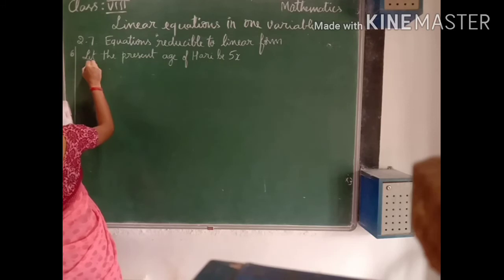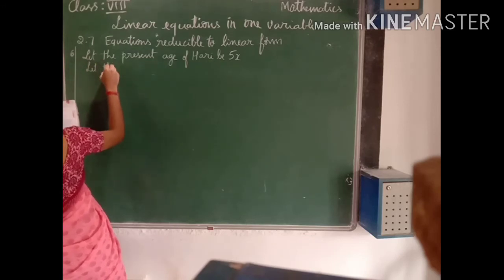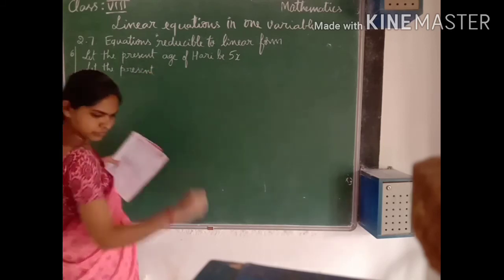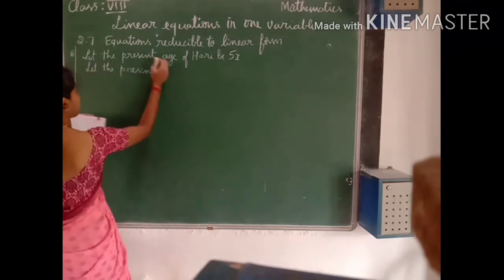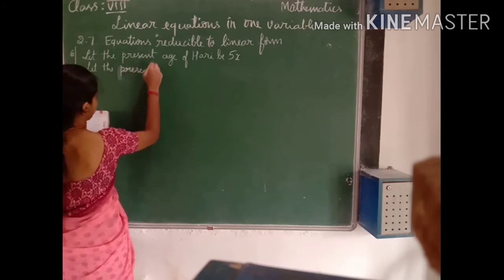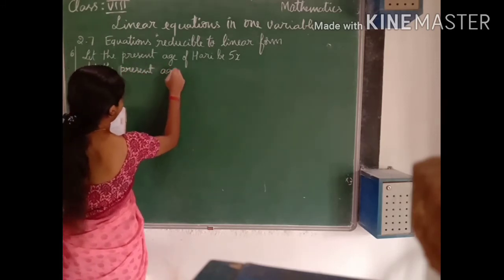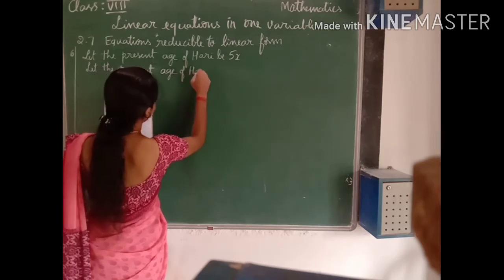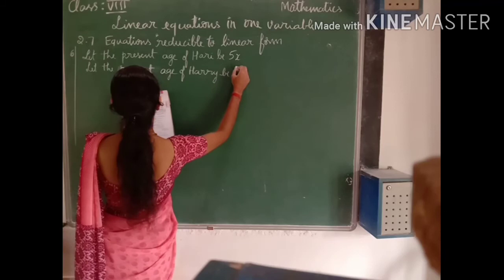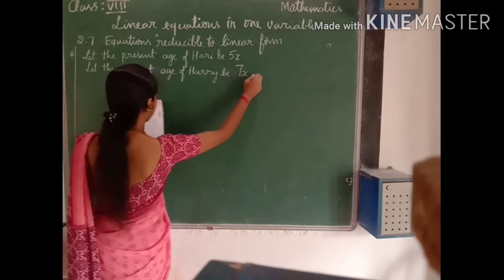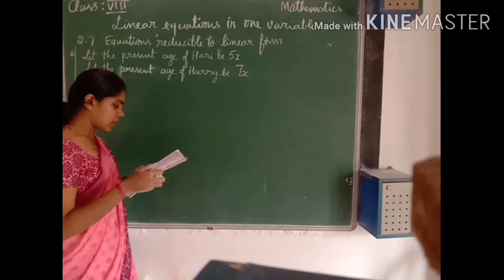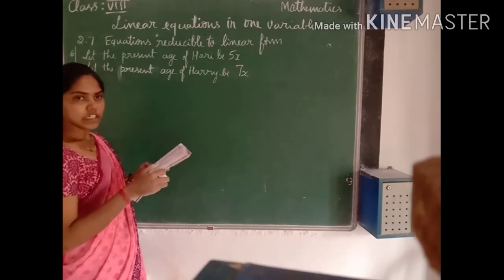Then let the present age of Harry be, consider it as 7x. Okay, 4 years from now, the ratio of their ages will be 3:4.